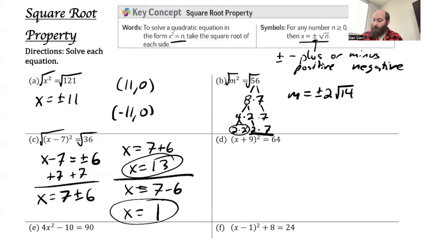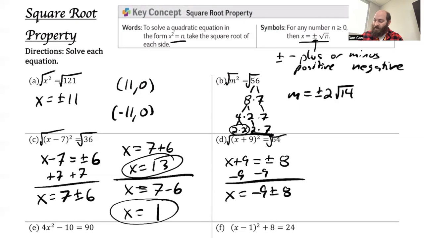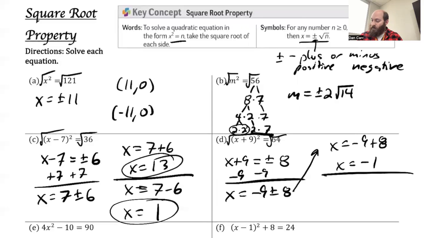D is going to be the same way. If I take the square root of both sides right away, I get x plus 9 equals plus or minus 8. Subtract 9 from both sides, so x is equal to negative 9 plus or minus 8. Again, that splits off into two possibilities. The first possibility is negative 9 plus 8, which gives me x equals negative 1. The second possibility is x equals negative 9 minus 8, which is negative 17.